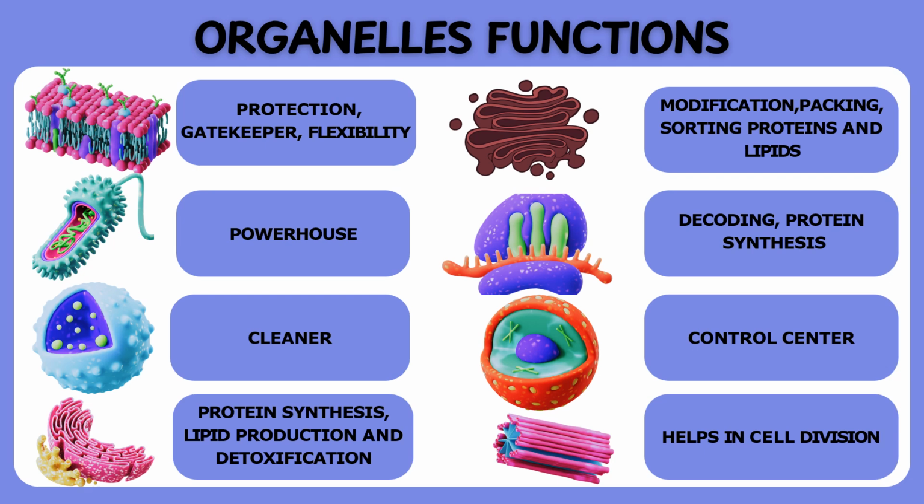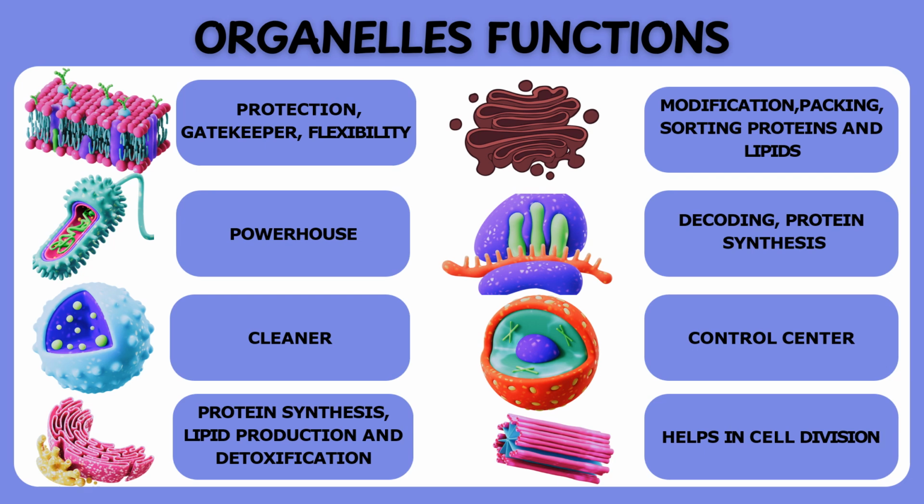3. Ribosomes. Tiny, non-membranous structures made of rRNA and protein. They're the site of protein synthesis, translating genetic code into functional proteins. 4. Golgi apparatus. Stacks of membrane-bound sacs. Modifies, sorts, and packages proteins and lipids for secretion or internal use.